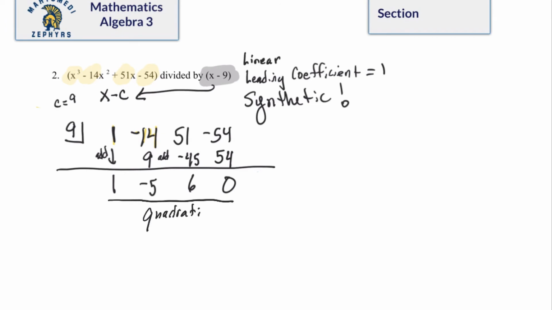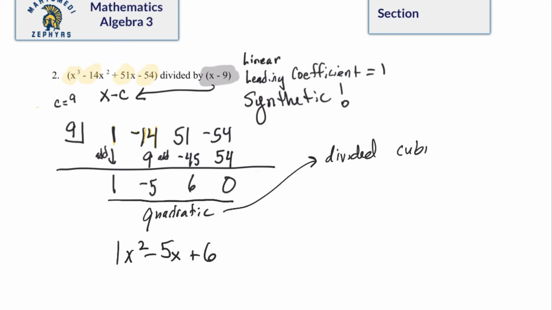Now, that answer is going to be a quadratic because we started with a cubic. When you use synthetic division, your answer is 1 degree lower. So again, we divided a cubic, x cubed, by a linear term, x. When you do that, x cubed divided by x, you get a quadratic. That's how we know how to write our answer.